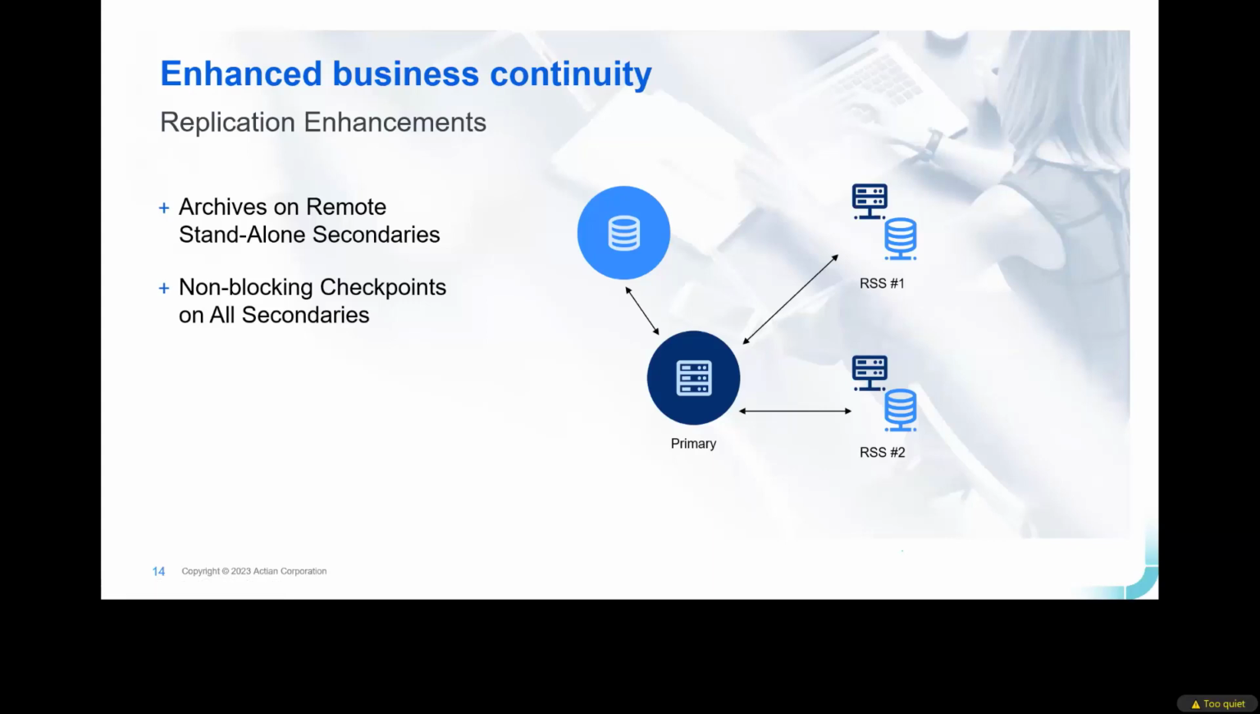So we fixed this on RSS nodes in XC1, but we didn't have non-blocking checkpoints on HDR secondaries until a couple of years ago. The latest version of HCL Informix is the first one to have that feature on HDR secondaries. And it makes a big difference there, especially because of how tightly coupled HDR pairs are compared to primaries and RSS nodes.